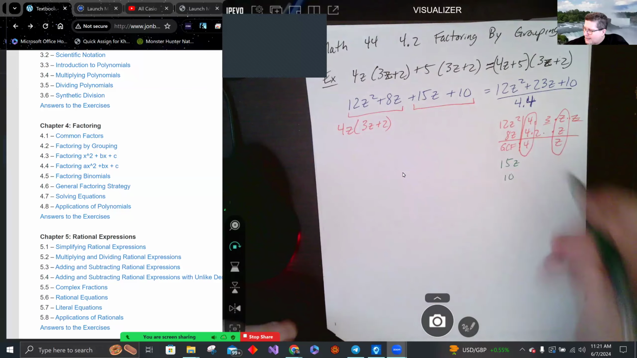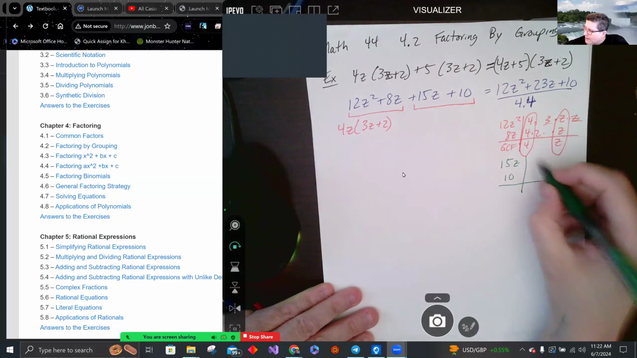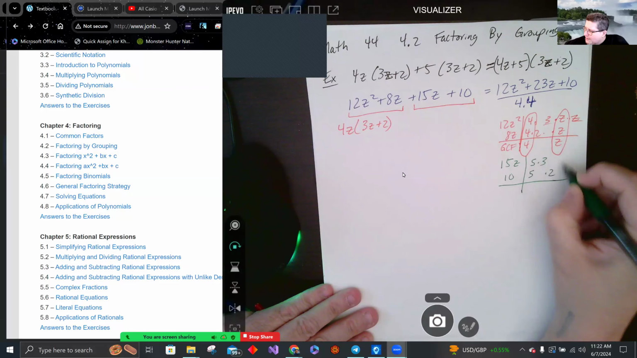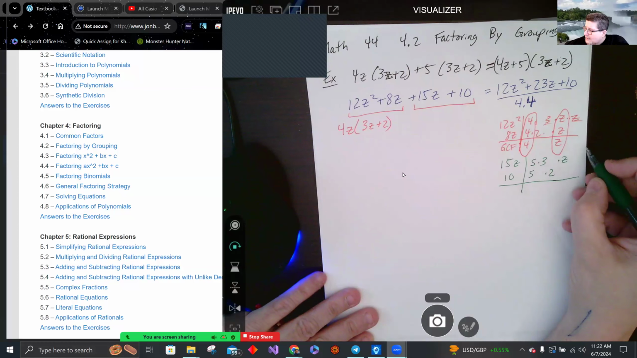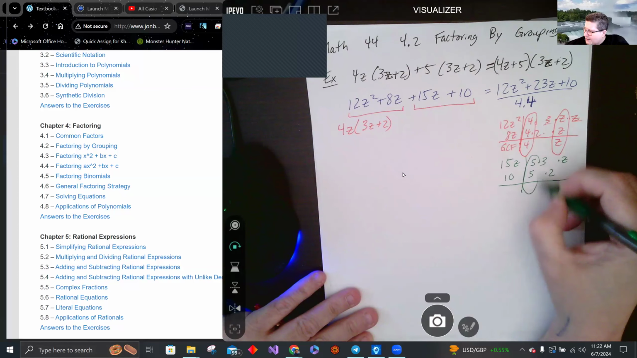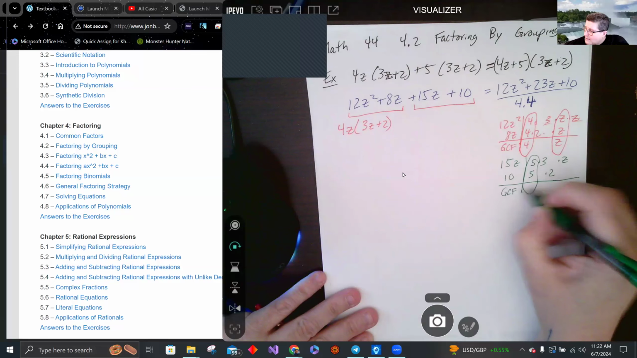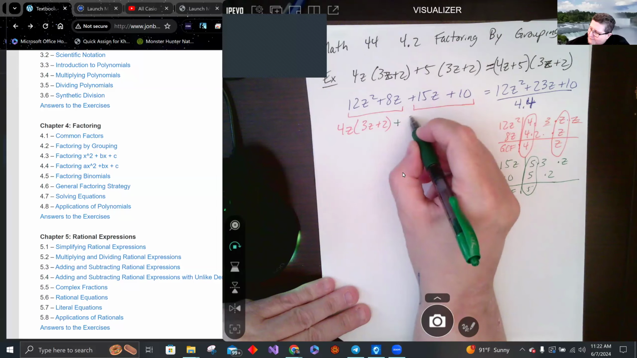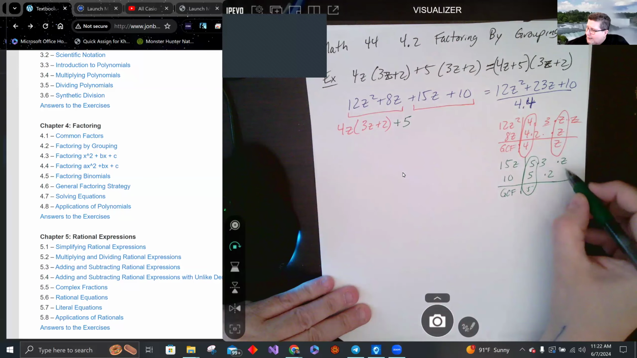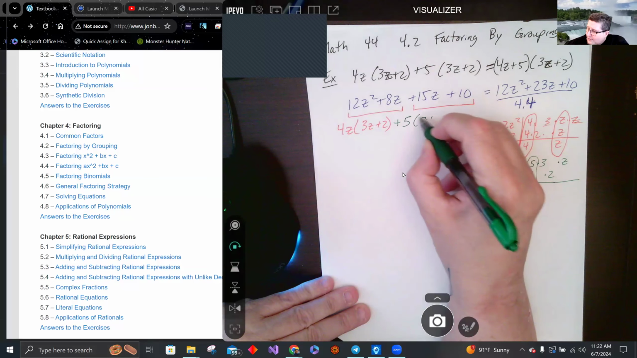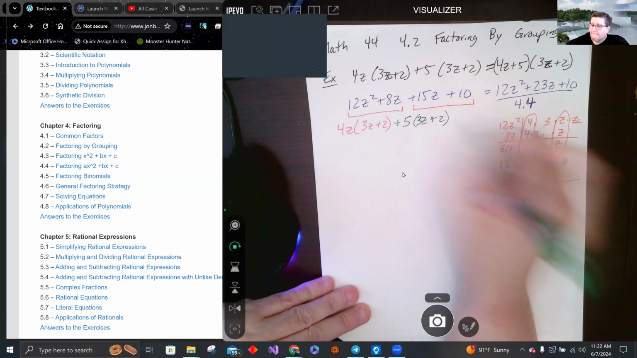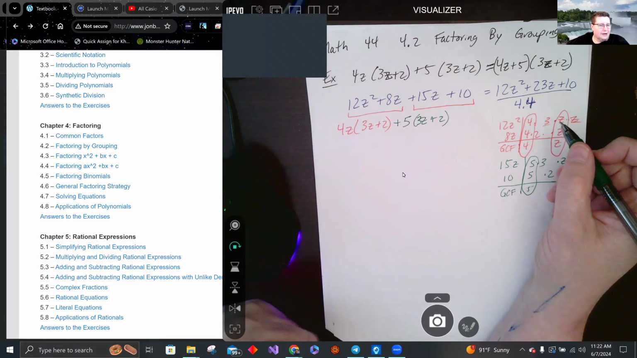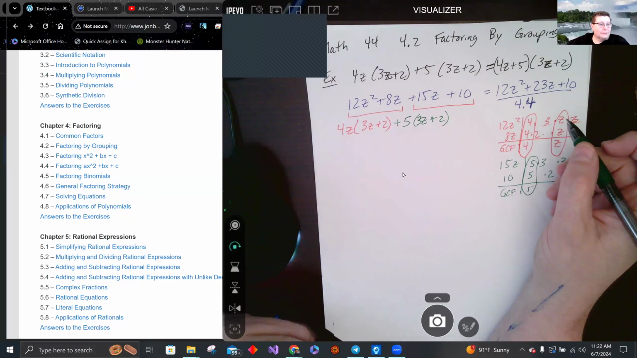And I do the same thing down here. I make my table. This is 5 times 3, and this is 5 times 2. This has got a z. The greatest common factor here is a 5. So these are both plus. I'm going to do a plus 5, and I'm left with 3z plus 2. Okay? That's how it's going to go.